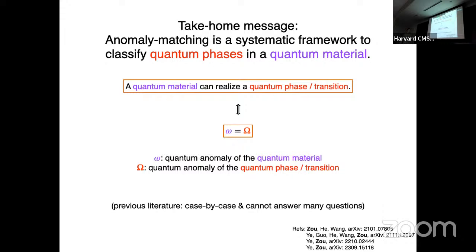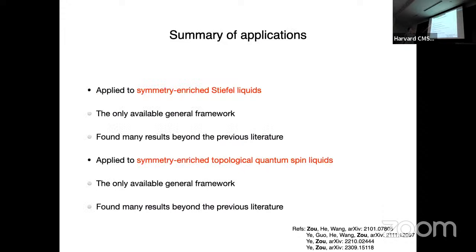So the take-home message is that if I want to check whether a quantum material can realize a quantum phase or phase transition, I can just check whether this anomaly matching condition holds. This is a very systematic way to answer these questions, and it could answer many questions that couldn't be answered before. And we indeed found many previously unexpected results. We applied it to stable liquids and gapped spin liquids. It's the only available general framework for those states. And we found many previously unknown results.